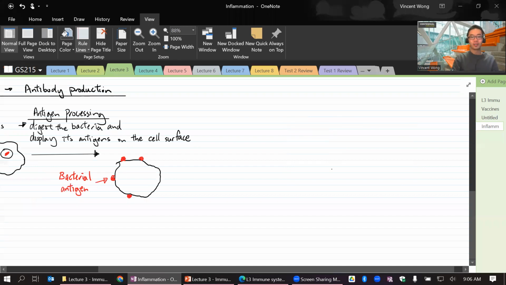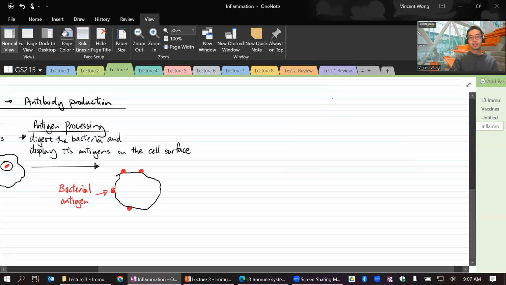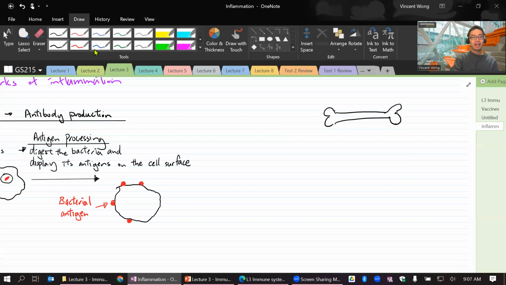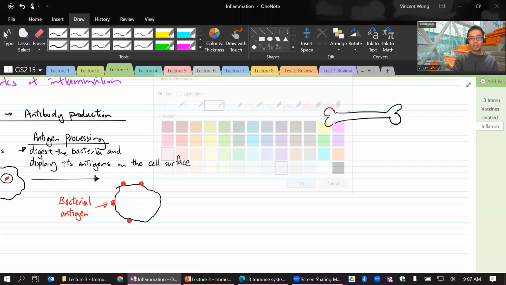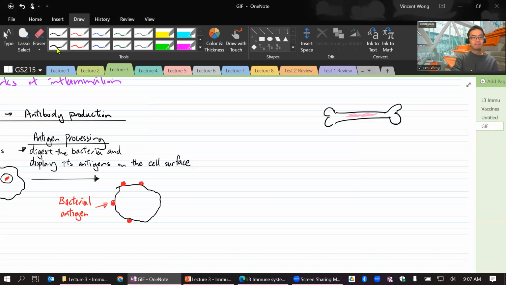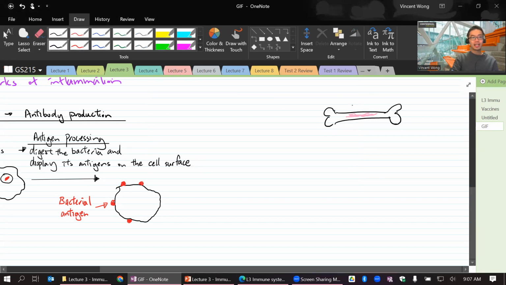Okay, so on the top right corner of your note, we're gonna have this thing. Hopefully, you know what I'm drawing here. That is bone. And at the center of the bone, what's so important in the center of the bone that's related to what we're talking about? Bone marrow? That's right. That is the bone marrow right here in the center.